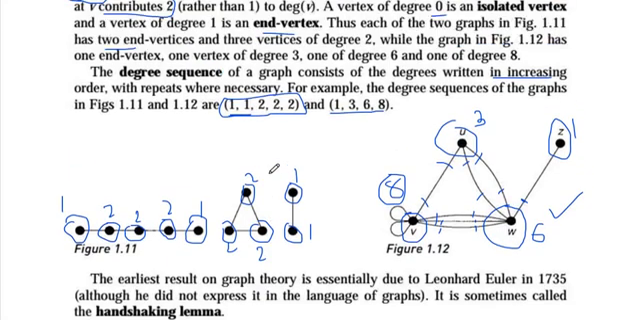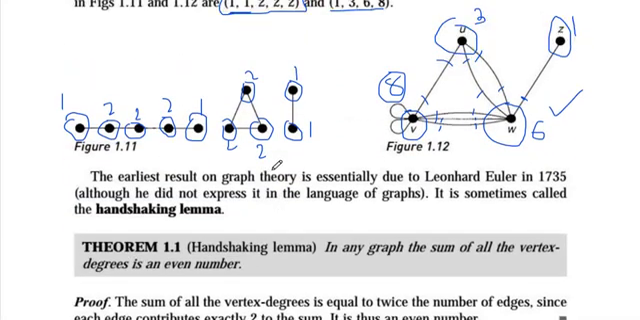Now, one theorem is there, the handshaking lemma. What is the handshaking lemma theorem? It says that in any graph, the sum of all the vertex degrees is an even number. In any graph, the sum of all the vertex degrees is an even number.